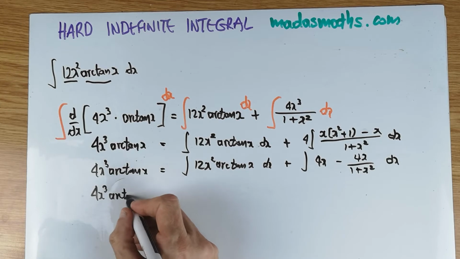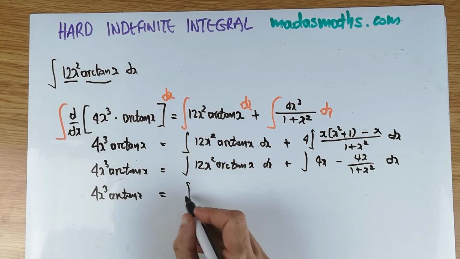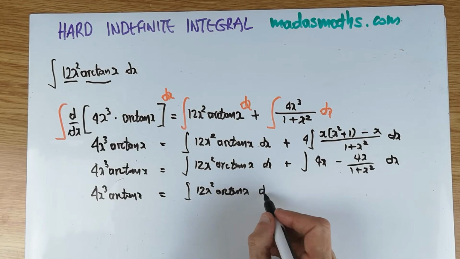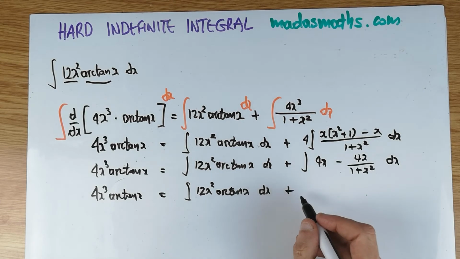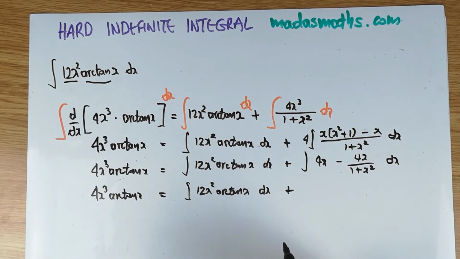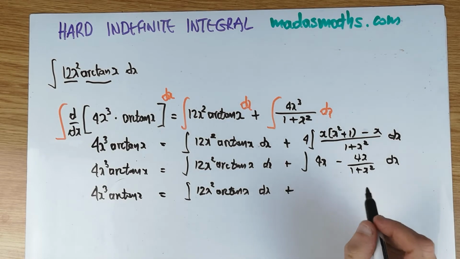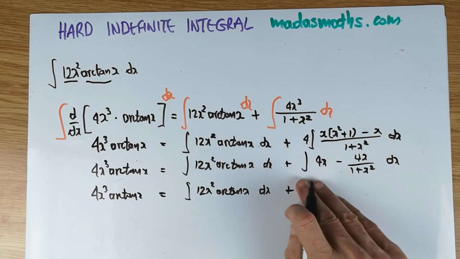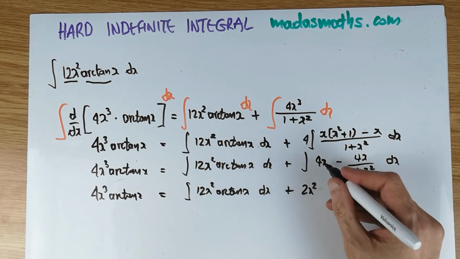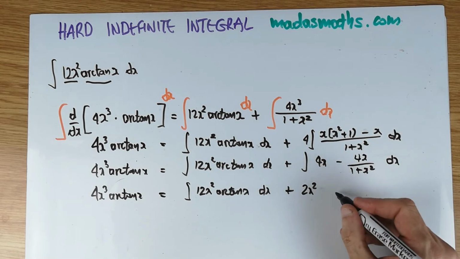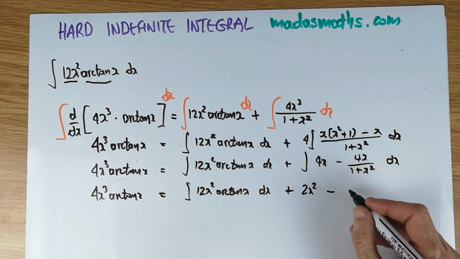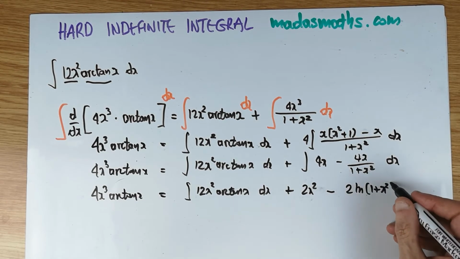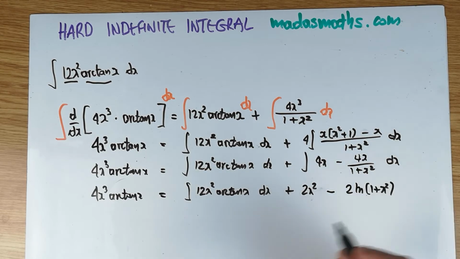4x cubed arctan of x is 12x squared dx plus we got a 4x squared for this particular one. Oh, not 4x squared, what am I saying? I'm ashamed, sorry. Integrating that now, 2x squared, and that is of course a minus, we have a 2 log, we don't really need mods because that's always positive, minus 2 log of 1 plus x squared, and the plus c, I'm going to write it.